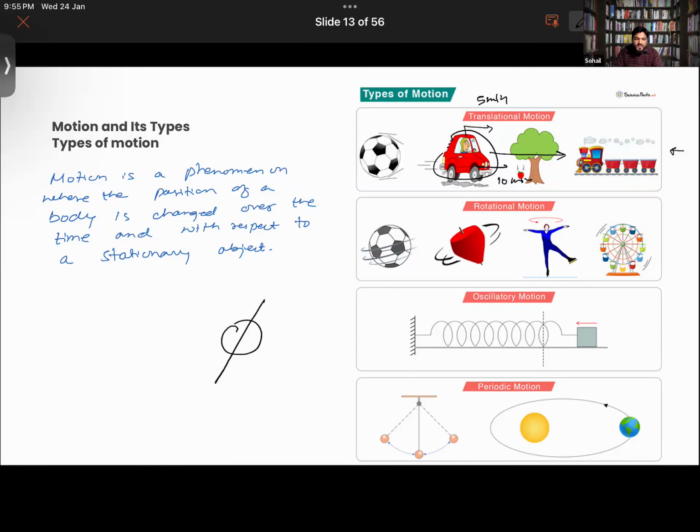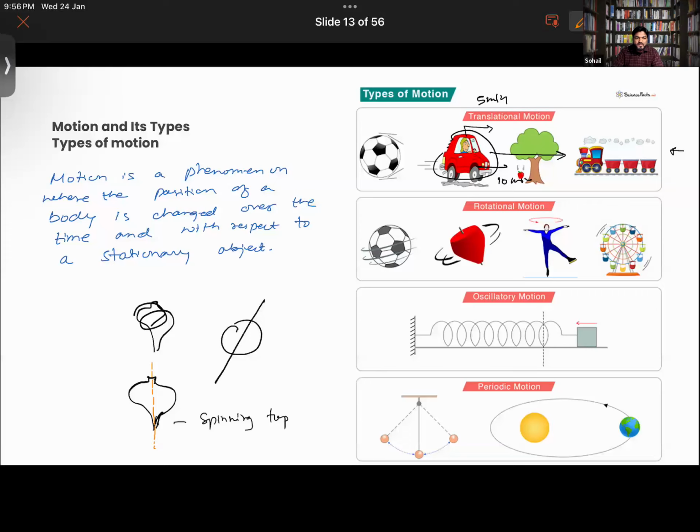Earth is rotating around an axis. Or take a spinner like this. This is called a spinning top, right? A spinning top will be rotating around an axis, this central line that I'm drawing here. So the motion in which a body is moving about an axis is called rotational motion. Getting it or not?